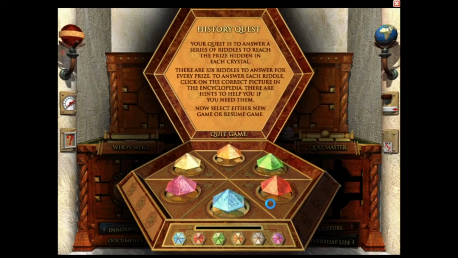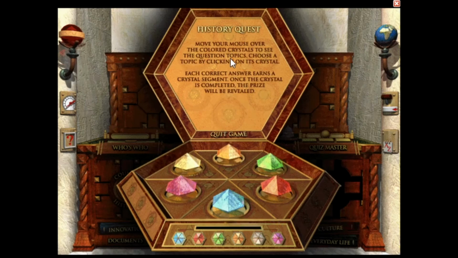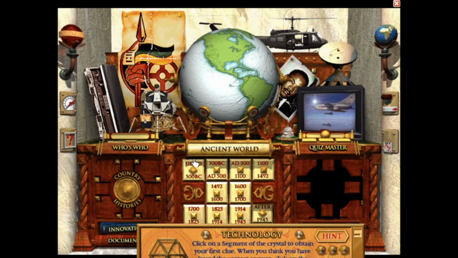Getting Crystal Maze vibes here, right? As to colour crystals, to see the question topics, choose a topic by clicking on the crystal. Each correct answer earns a crystal segment. Once the crystal's complete, the prize will be revealed. Okay. Cities, warfare, great technology. Start with that.